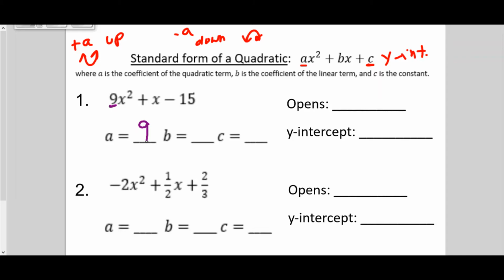The b is the number in front of x. There's not a number there, but we can assume that that's a 1. So our b would be 1. And c is this last number right here. It's the thing without the letter. It's negative 15.